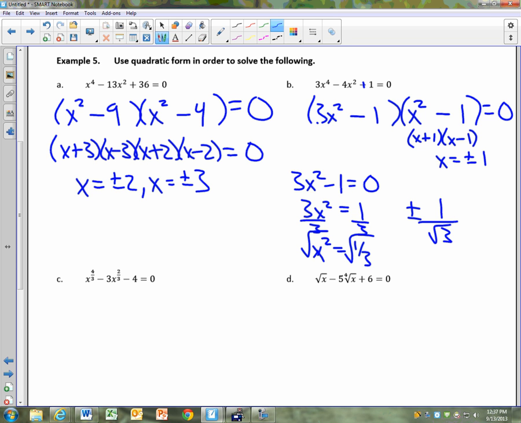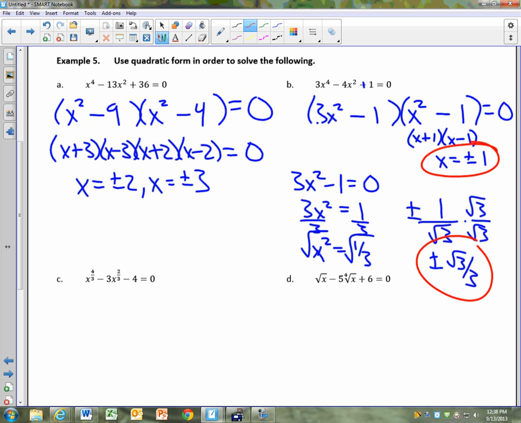Can you leave the square root of 3 in the denominator? No. You can leave a variable as a square root, but not a number. So to get rid of a square root in the denominator, I multiply the top and bottom by the square root of 3. I get plus or minus the square root of 3 over 3. So there's my four solutions. Positive and negative 1, positive and negative square root of 3 over 3.